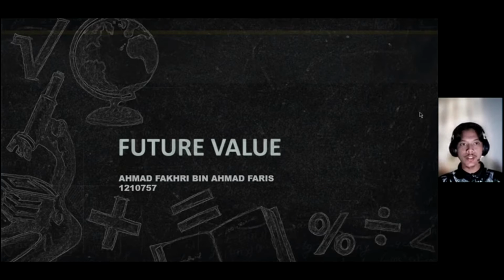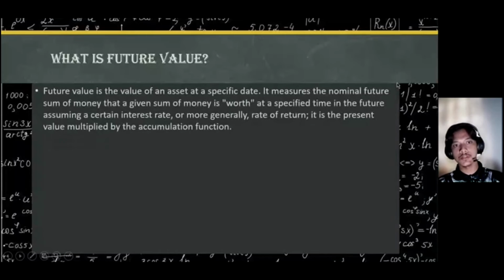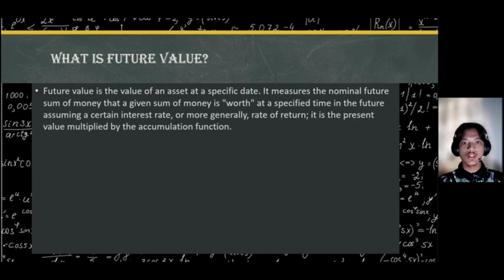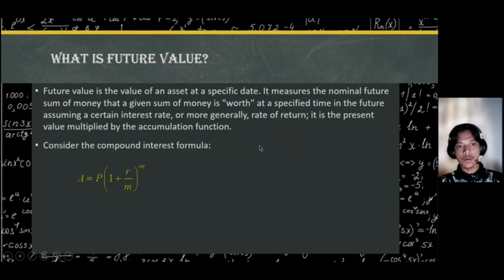What is future value? Future value is the value of an asset at a specific date. It measures the nominal future sum of money that a given sum of money is worth at a specified time in the future, assuming a certain interest rate, or more generally rate of return. It is the present value multiplied by the accumulation function. So consider the compound interest formula.